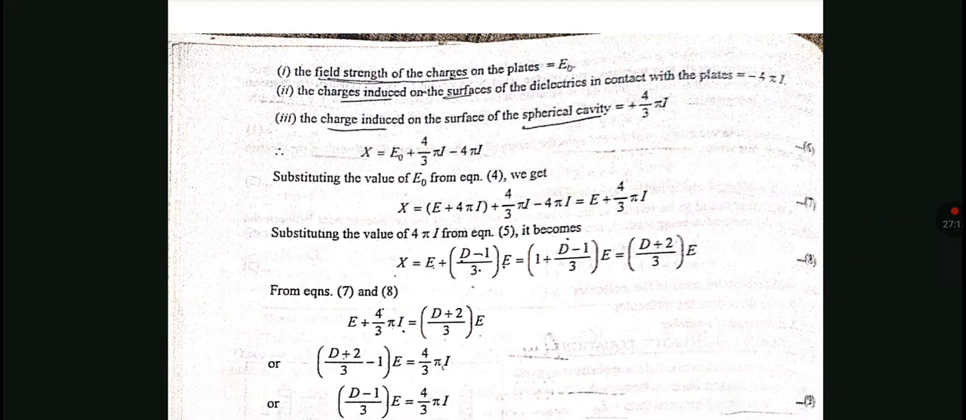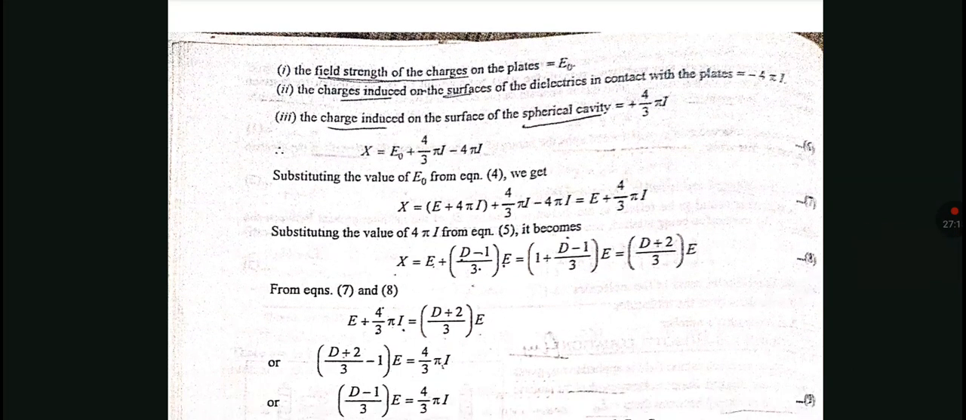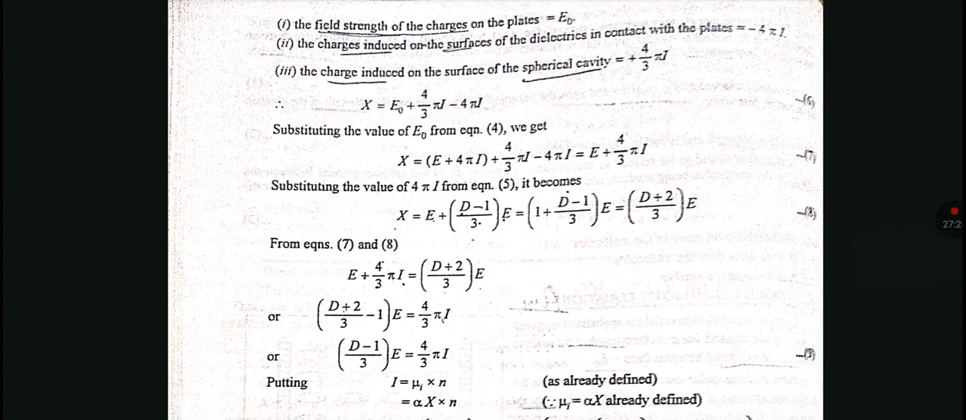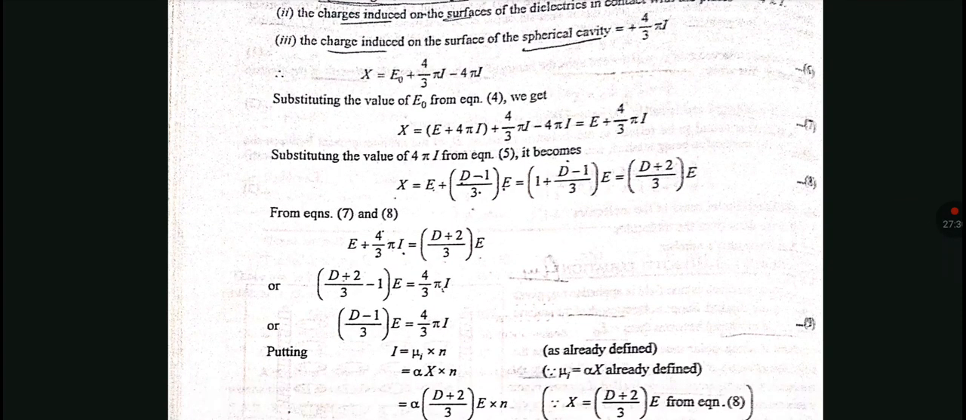Substituting the value of E naught from equation 4, we get X is equal to E plus 4 pi I plus 4 by 3 pi I minus 4 pi I, that is E plus 4 by 3 pi I. Substituting the value of pi I from equation 5, we get X is equal to E plus D minus 1 by 3 E, that is D plus 2 by 3 E. From equation 7, D minus 1 by 3 into E is equal to 4 by 3 pi I, which is equal to mu I into N, that is alpha into X into N, that is alpha into D plus 2 by 3 into E into N.